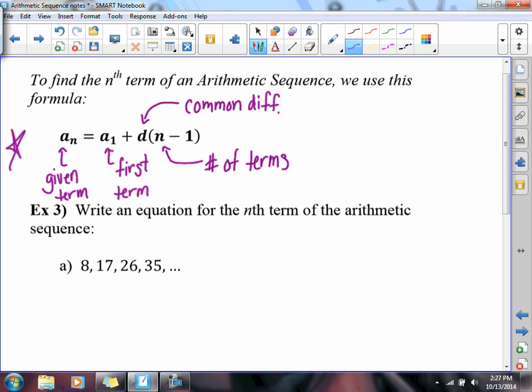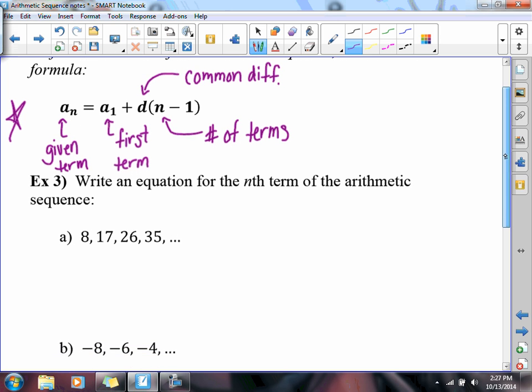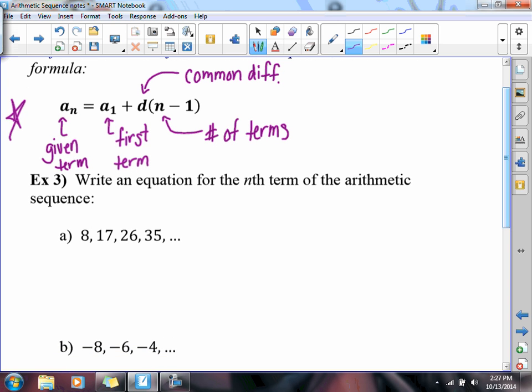So they might tell you you have so many terms in your sequence, or it could be the number of the term that you're trying to find. If you're trying to find the 5th term, that would be the 5 that you would put in for the n then. Okay, so let's try writing an equation using that formula.